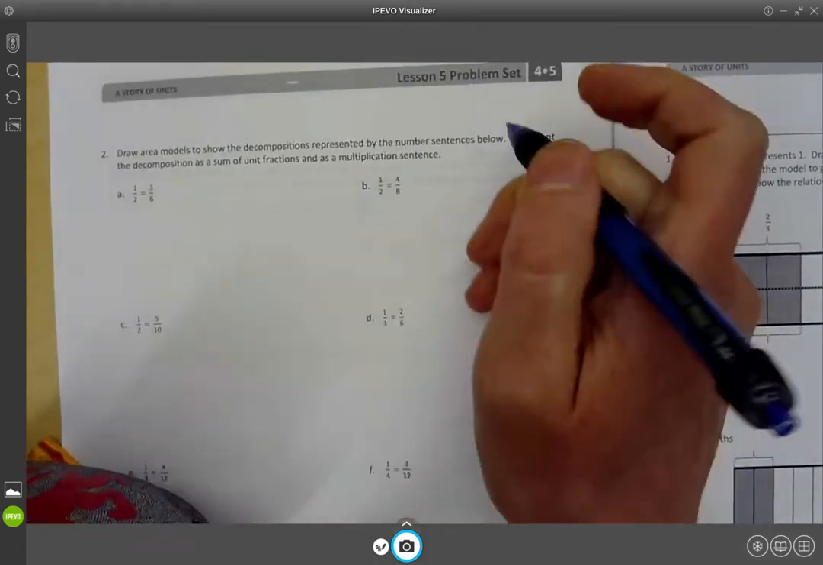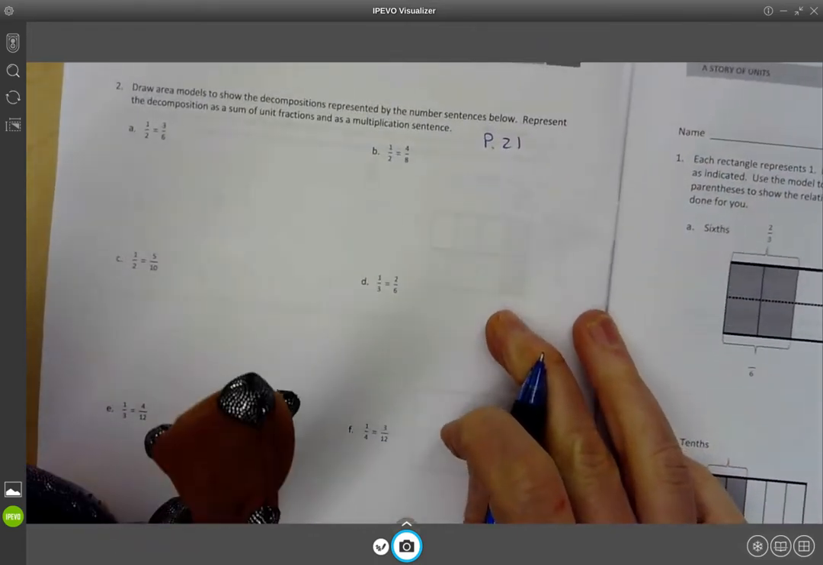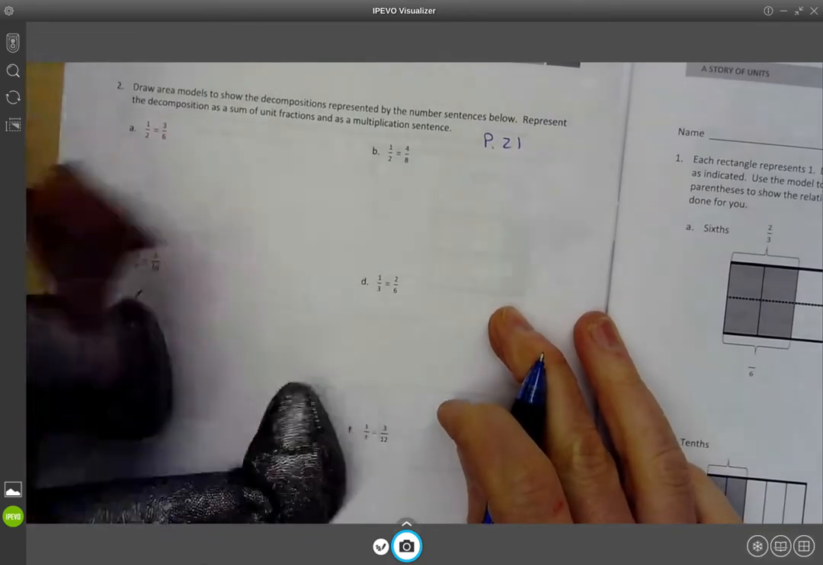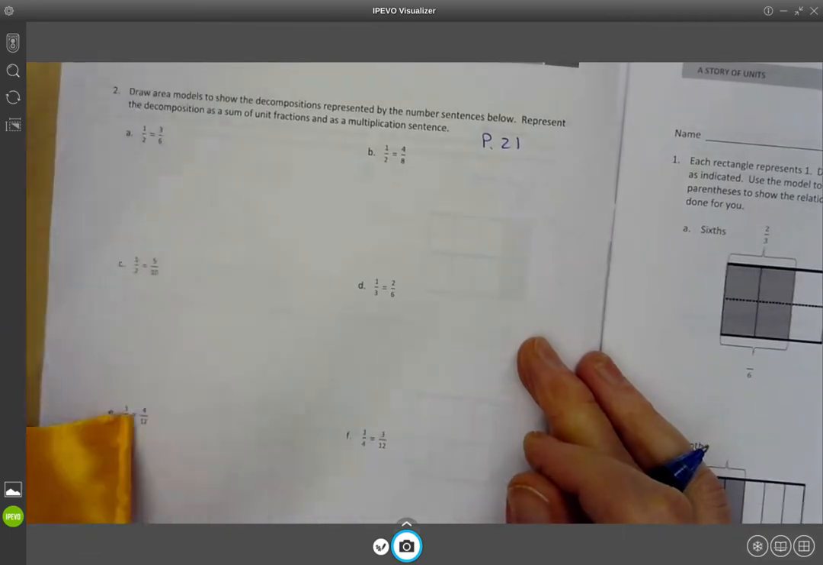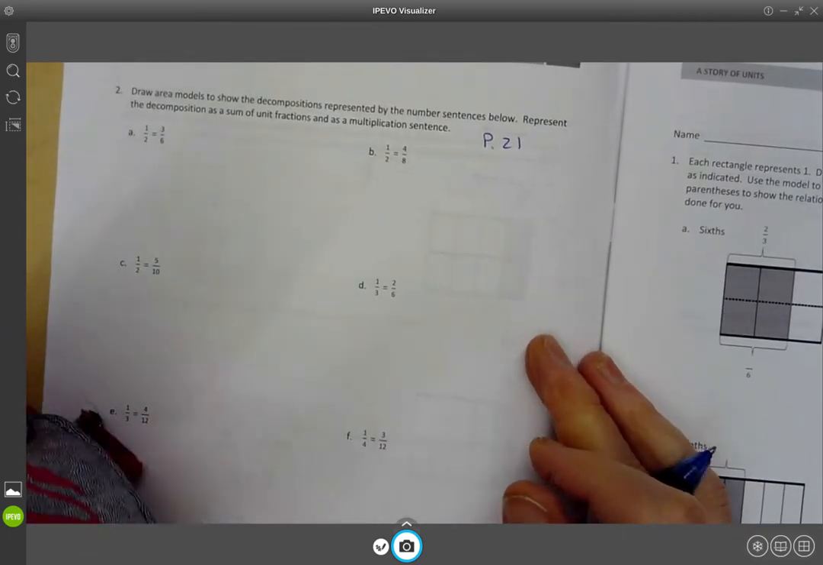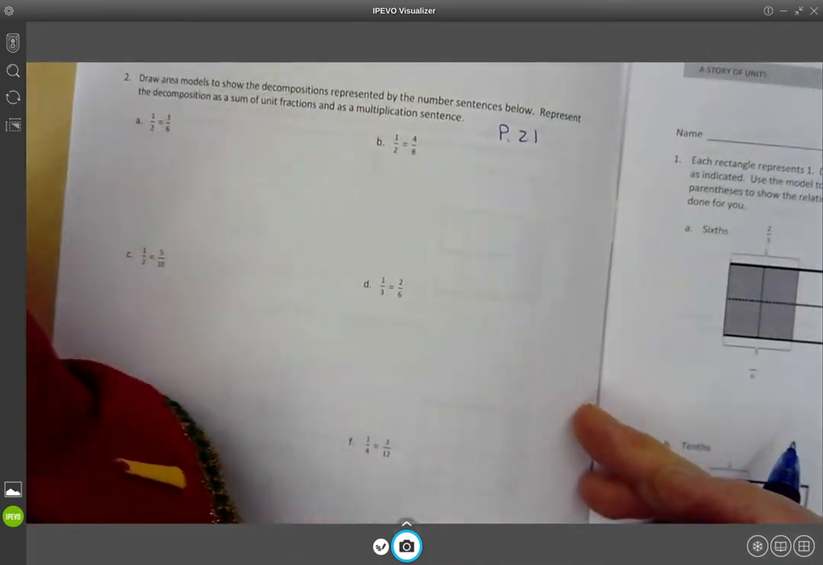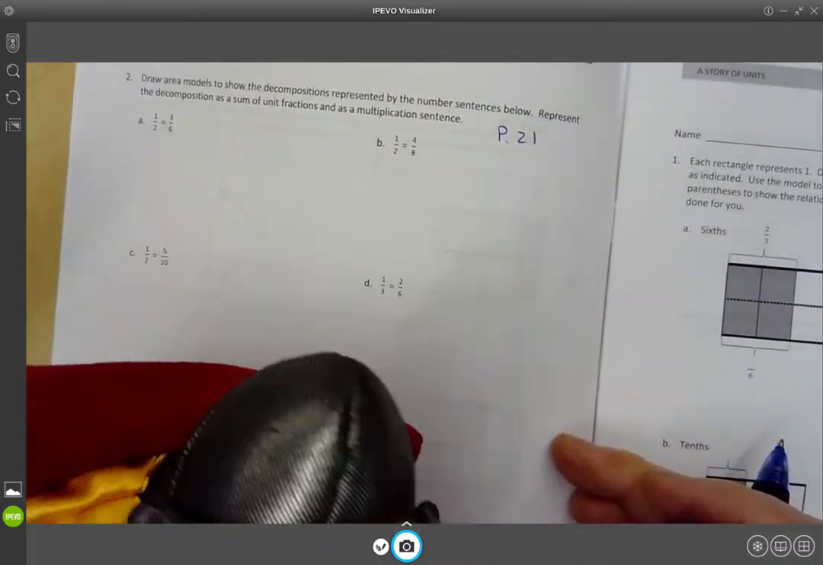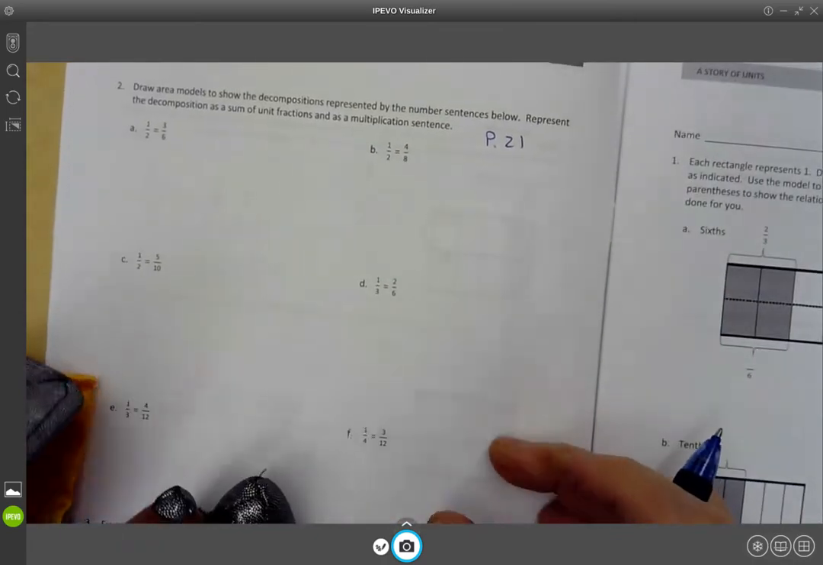But page 21. Page 21. There are no boxes! There are no boxes! Calm down, Tiny Knight. Calm down. Well, I don't like it when there's no boxes. We can just draw our own boxes. All right, we'll draw our own boxes.